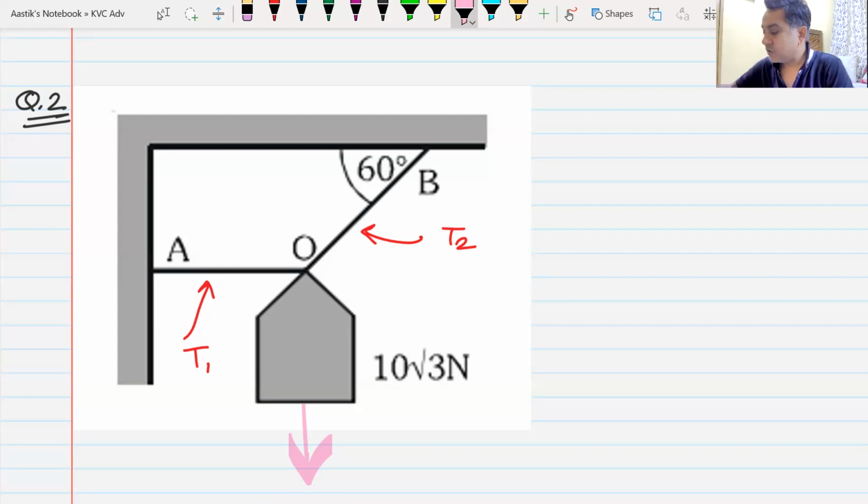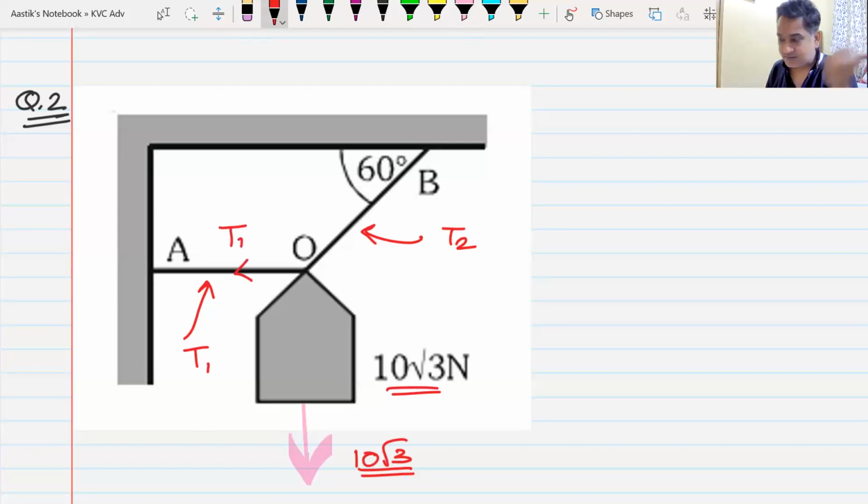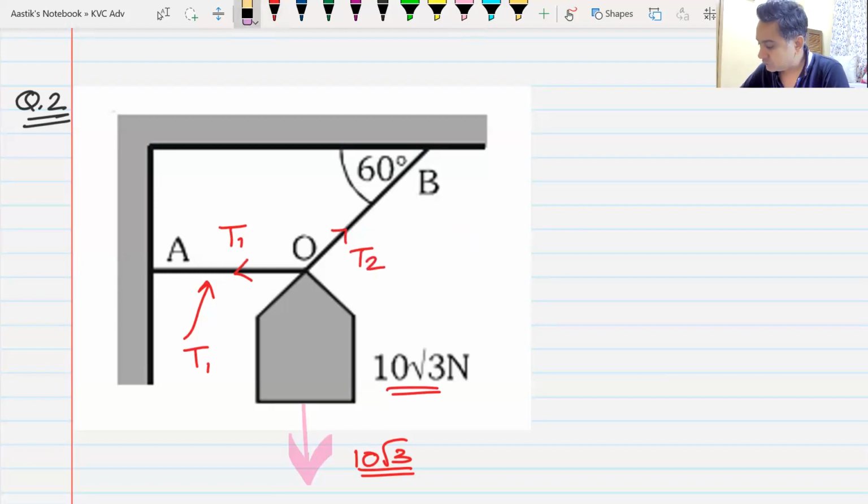Yes, sir. Okay. So the weight of this body is 10 root 3 Newton, acting downwards. Yes or no? Do we understand this? Yes, sir. Tension T1: this rope is going to pull it like this. Yes or no? Yes, sir. This rope will pull it like this, T2. Yes or no? Yes, sir.